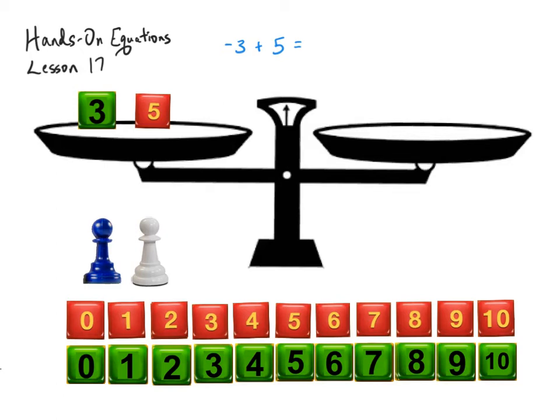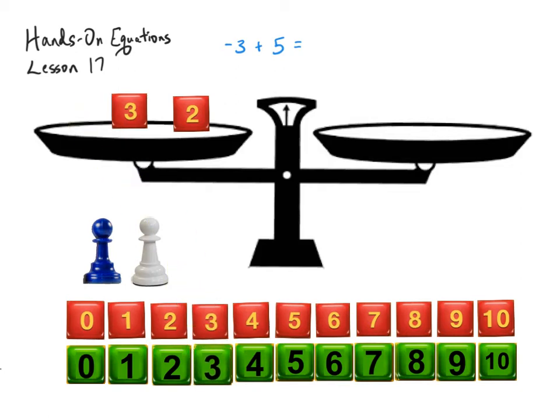And to help us solve this, let's think of this positive 5 right here as 3 plus 2. In fact, let me replace it with 3 plus 2. We know that 3 plus 2 is, of course, equal to 5. And now you probably can see a solution here because we know this green and the red form a 0 pair. They're opposites of each other. So they have absolutely no value. So I can remove them from the balance. So obviously my solution is going to be 2. So negative 3 plus 5 is equal to a positive 2.